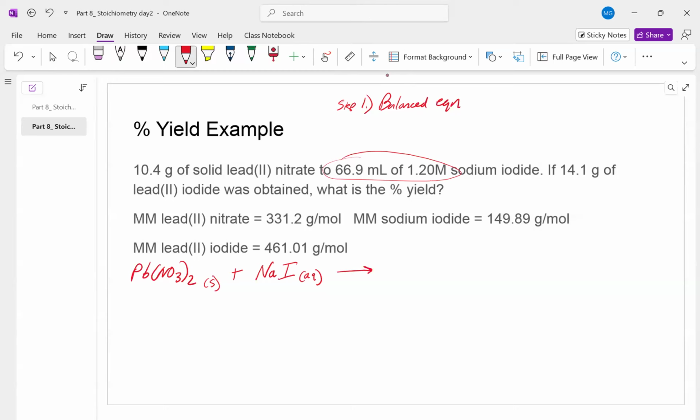Now, if you look at this kind of reaction, we're going to be doing one of those double replacements, meaning we're going to swap the cations. And so the iodine will go to the lead, and the sodium will go to the nitrate.